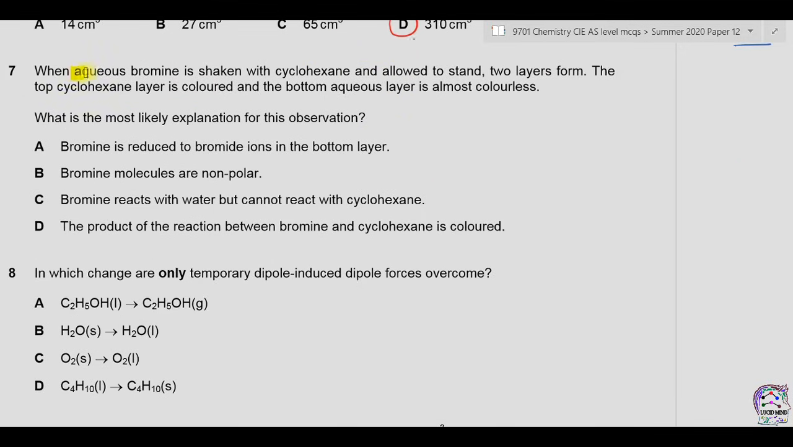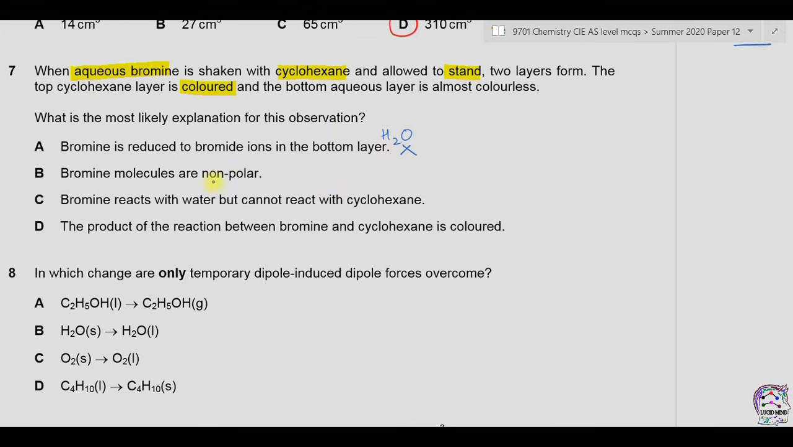Question 7. When aqueous bromine is shaken with cyclohexane and allowed to stand, two layers are formed. The top cyclohexane layer is colored and the bottom aqueous layer is almost colorless. What is the most likely explanation for this observation? A. Bromine is reduced to bromide ions in the bottom layer. As we know that the bottom layer is H2O and bromine does not react with H2O, so therefore it is not reduced and this option is incorrect.